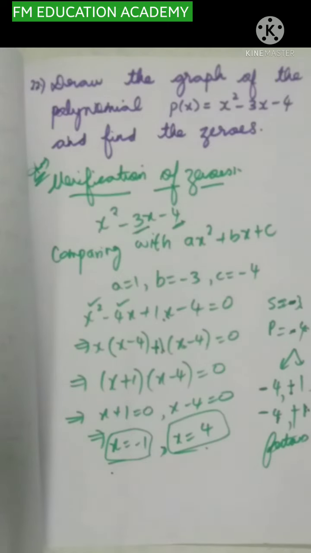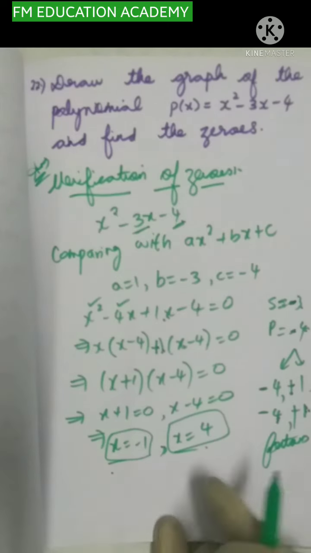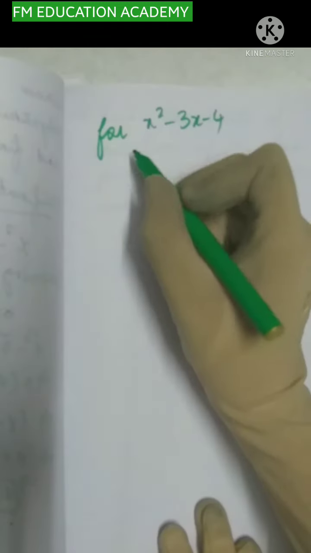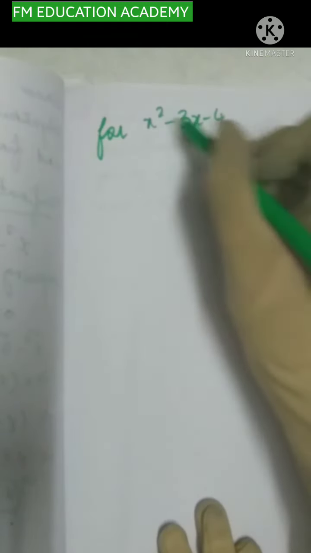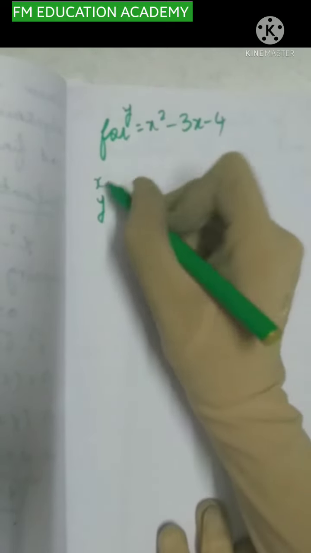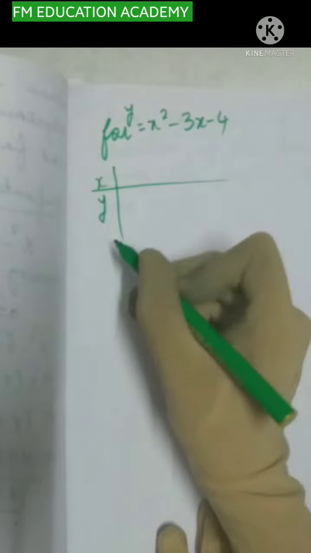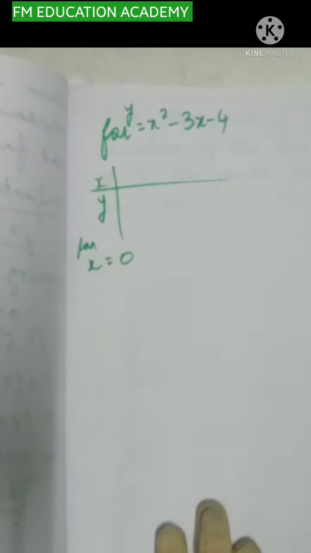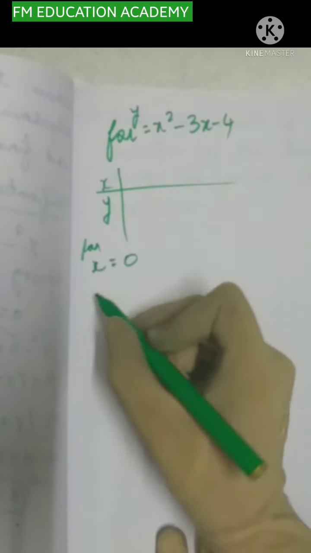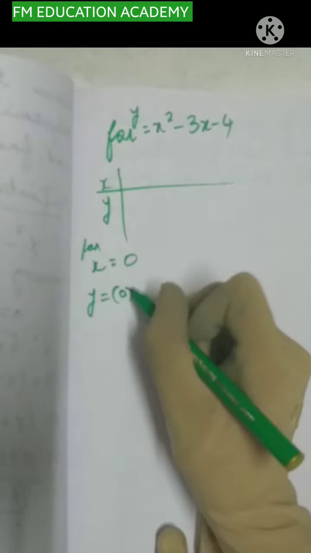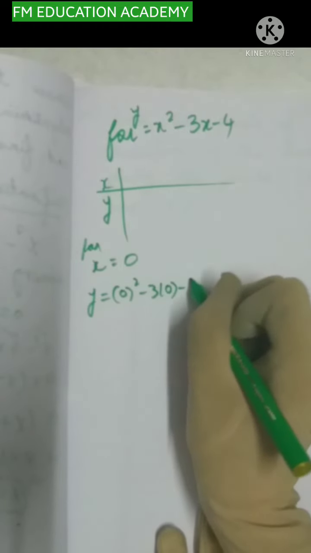So what to do is, here we will draw the table, we will use minus 1 and 4 also. And we will equate this to y is equals to, okay, x, y. So here we have, first we will substitute for x is equals to 0. Okay. For x is equals to 0 we get y is equals to, what is x? 0 square minus 3 into 0 minus 4.